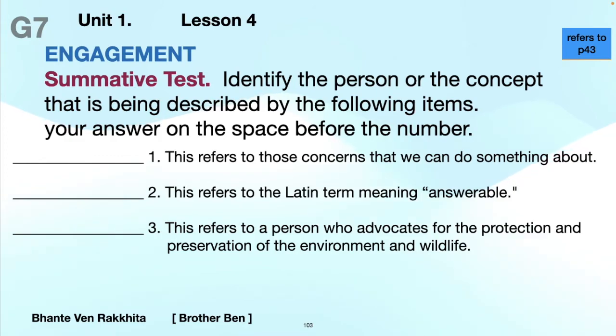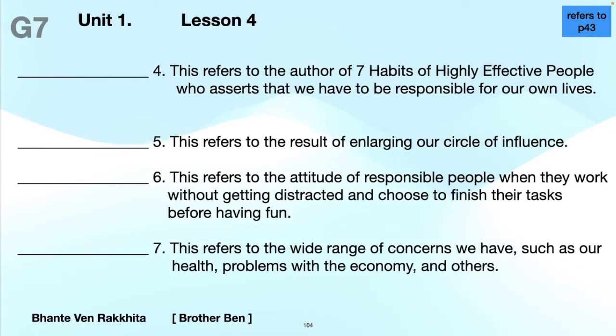Moving on. 4th question in the summative test. This refers to the author of 7 Habits of Highly Effective People, who asserts that we have to be responsible for our own lives. What's the name of that author? 5. This refers to the result of enlarging our circle of influence. This refers to the result of enlarging our circle of influence.